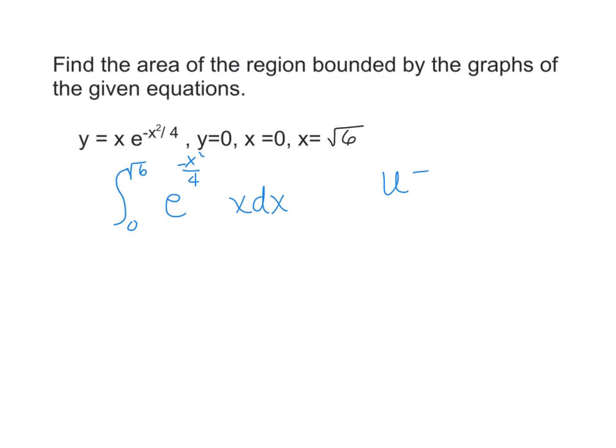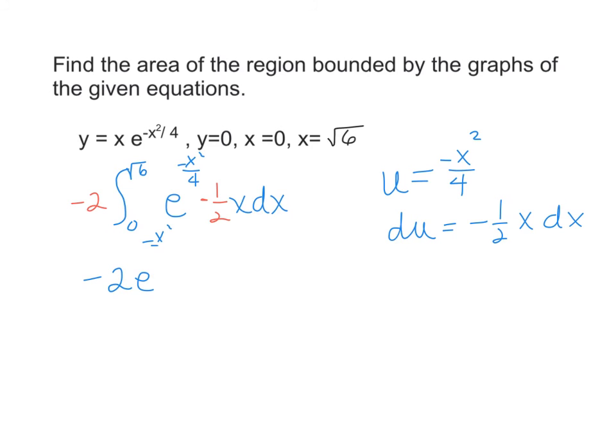I'm going to let u be the exponent. So negative x squared over 4, du is -1/2 x dx. Right, so that means I'm going to add this -1/2 here and -2 here. Once I do that, then the integral is just going to be -2 e to the negative x squared over 4. I'm having trouble with that 2. Hopefully you can tell that it's a 2. From 0 to square root of 6.